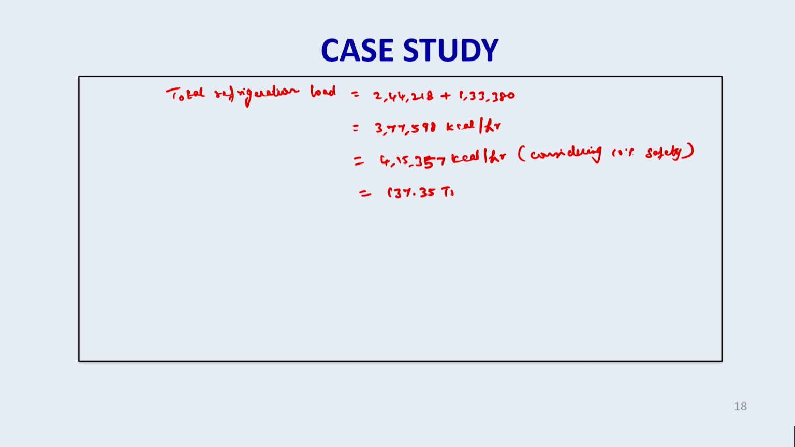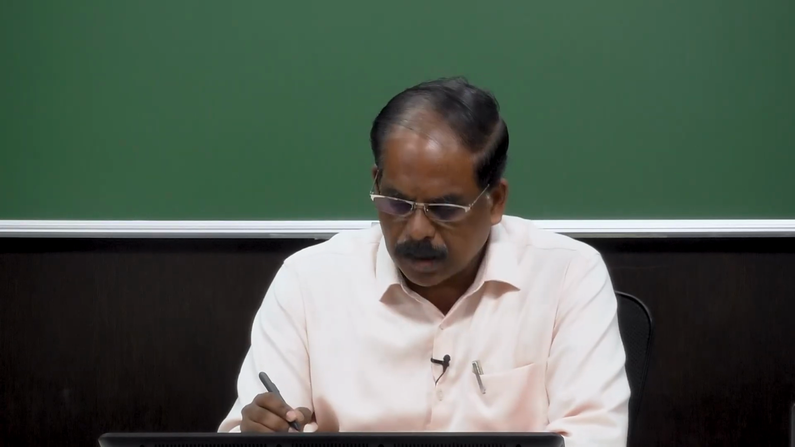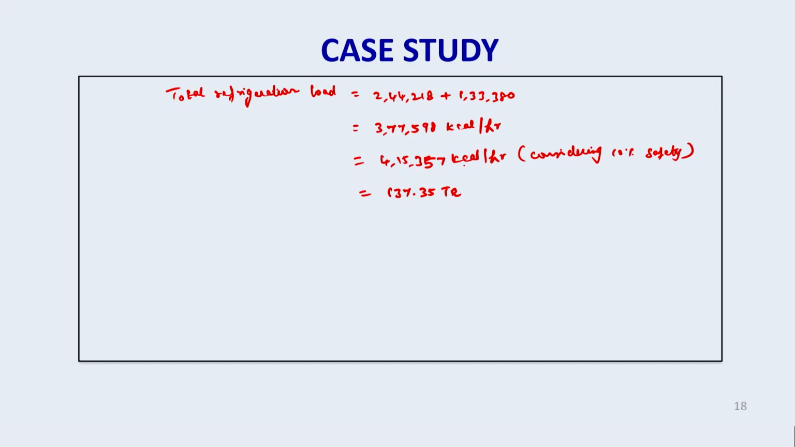The total refrigeration load comes to 137.35 TR. So we can convert the kilocalories per hour into TR. The factor is, let me write it here: 1 TR is equal to 210 kilojoules per minute. This I have mentioned in the units of refrigeration, I think in the first lecture.